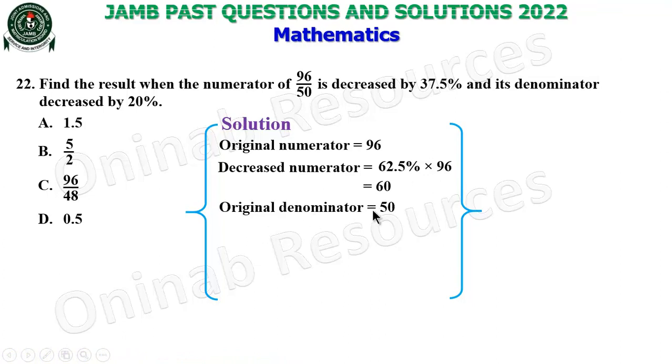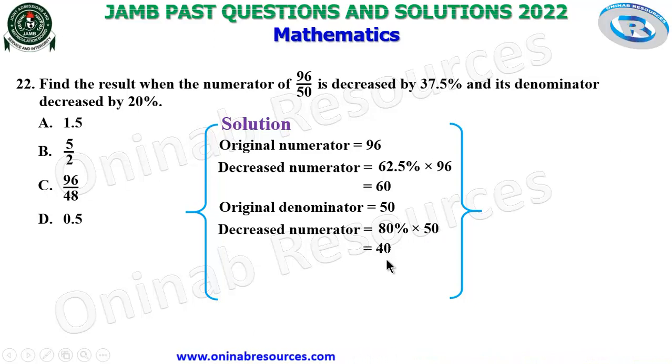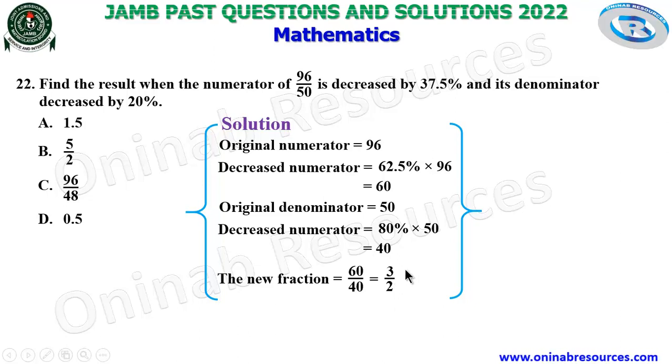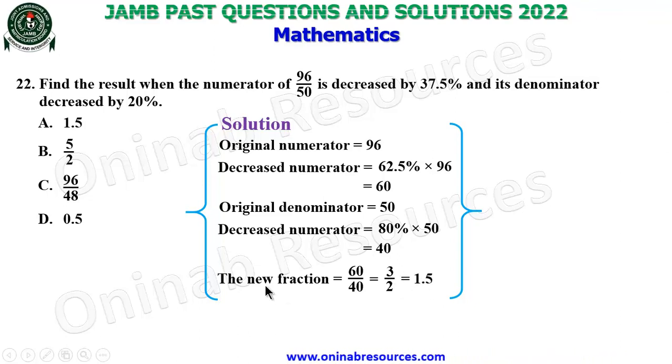Then the original denominator is 50, and since it is decreased by 20%, the decreased denominator now is going to be 80% times 50, and this gives 40. So the new fraction now becomes 60 over 40. So 60 over 40 is going to be simplified further, and that's going to give us 3 over 2. 3 over 2 is 1.5. So we have the correct option there as A. That's all for problem 22.